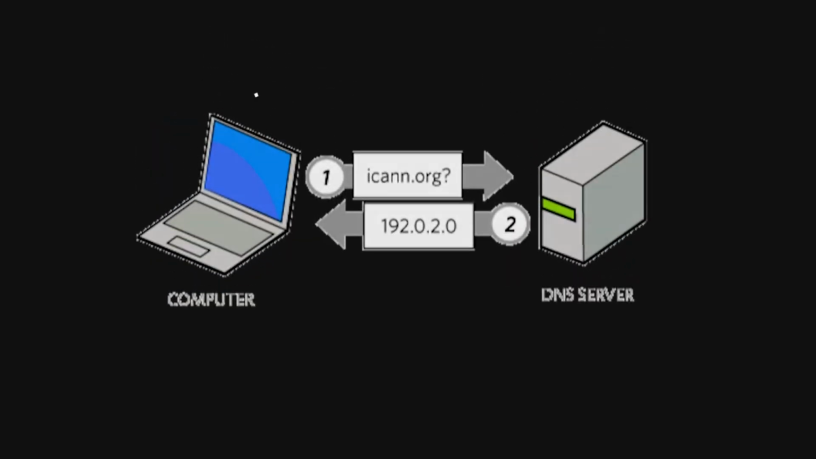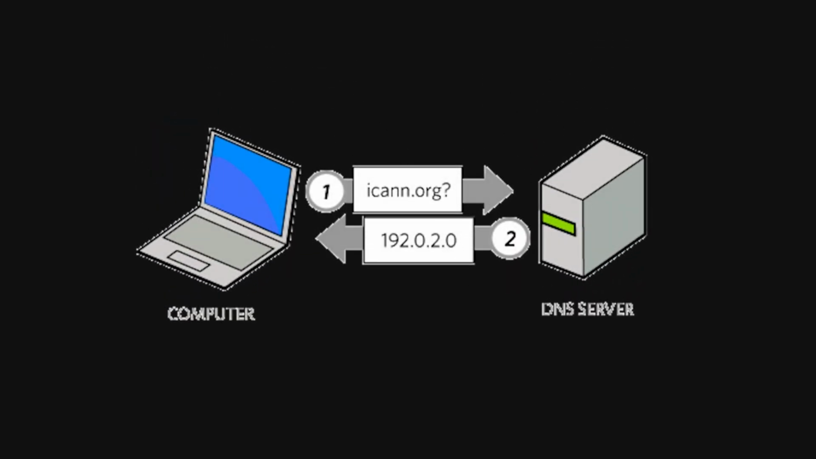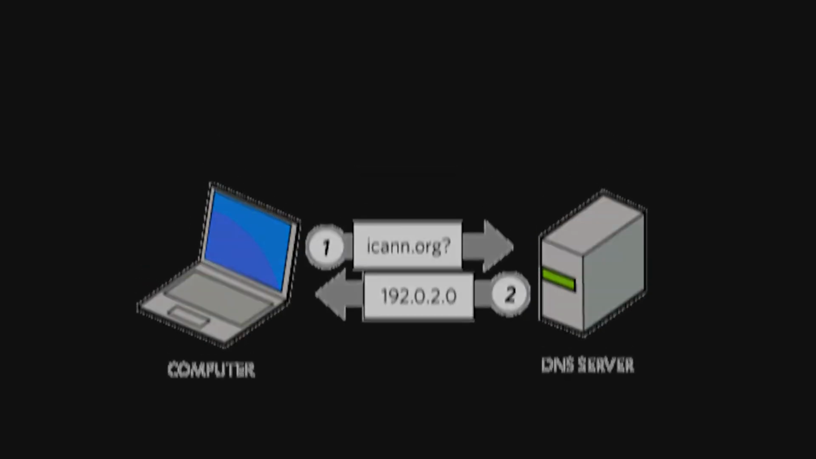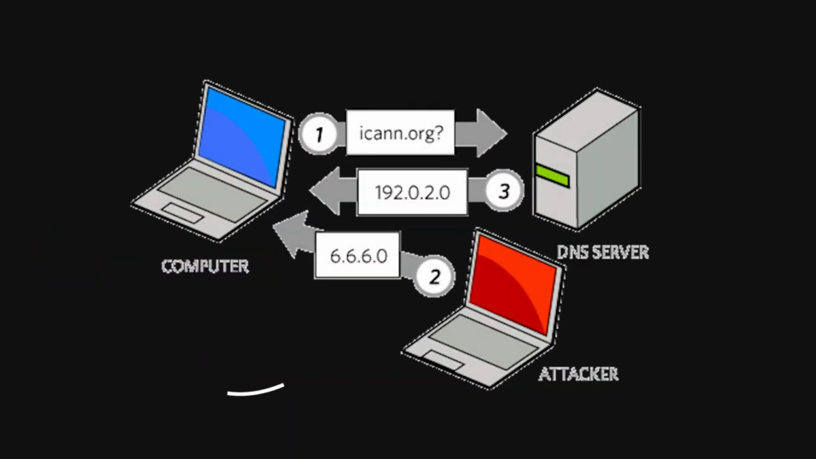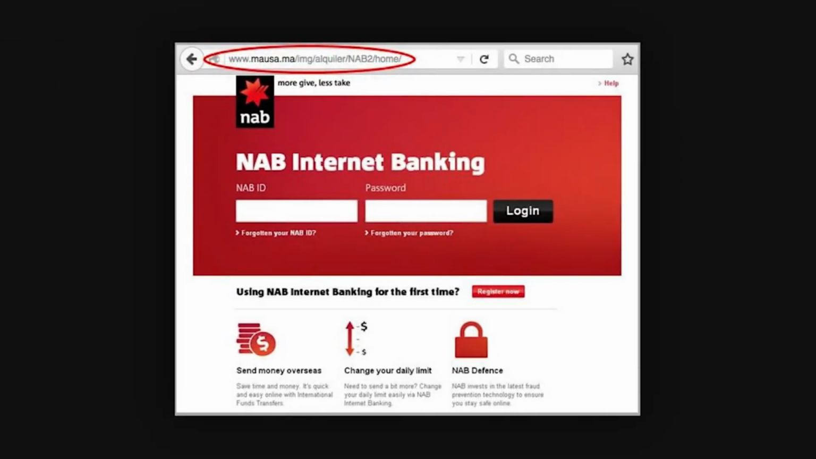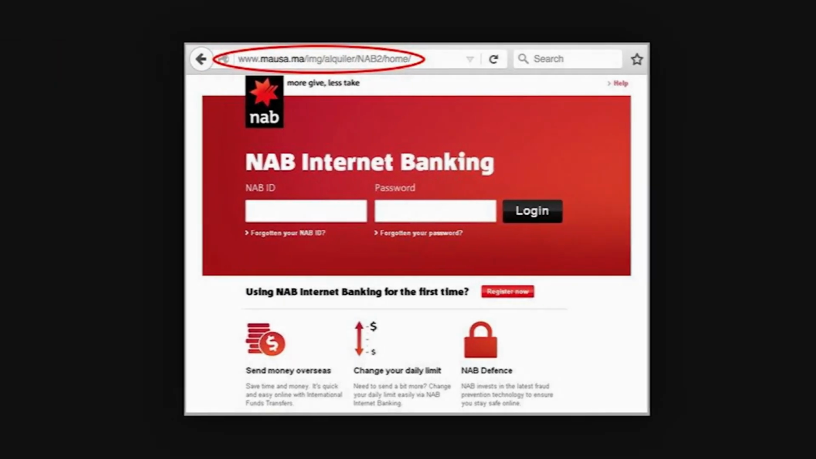If ARP is the phone book, DNS, or domain name system, is the internet's address book. When someone types in a website, DNS translates that into an IP address to help their device find the website. DNS spoofing is when you hand them the wrong address. Instead of going to their bank's website, they end up on your fake version of the site.